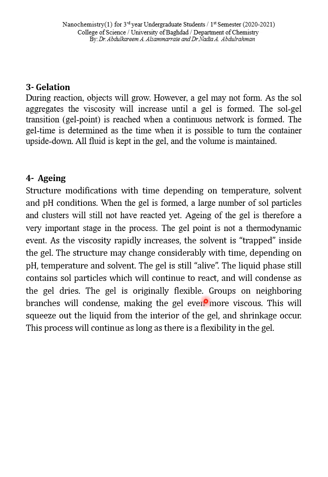The neighboring groups will continue. When they first formed, they created the network and became neighbors. These neighboring groups will themselves start to condense, making the gel even more viscous. This will squeeze out the liquid from the interior of the gel and shrinkage occurs. Becoming more viscous leads to expelling solvent or liquids outside the interior of the gel and shrinkage occurs, meaning shrinkage of the gel itself.